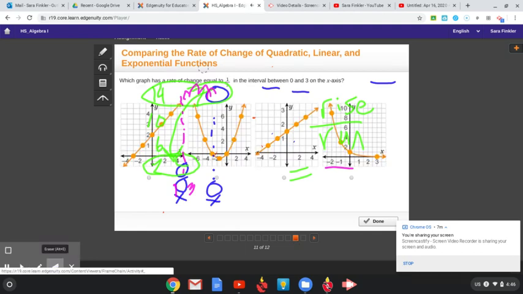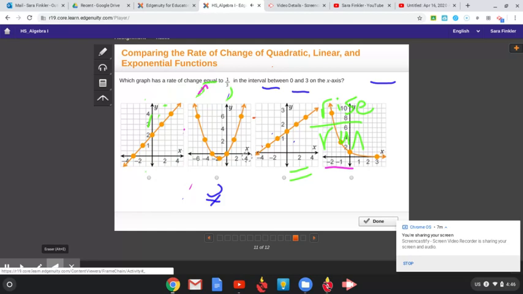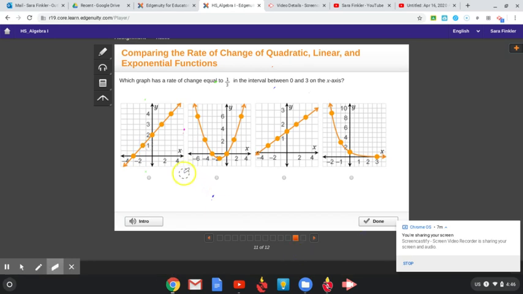Compare the graphs of linear, quadratic, and exponential functions to find the indicated rate of change for the interval. All right, so it's that same exact question. You're just doing it on multiple graphs. So you want to find which graph has a rate of change of 1 over 3, that rise over run, between intervals 0 and 3.